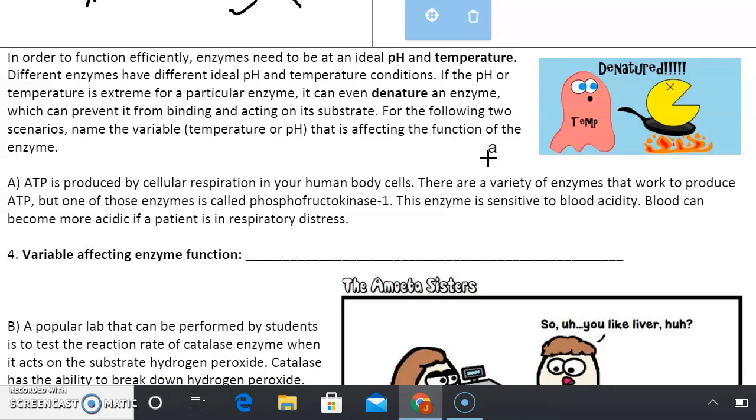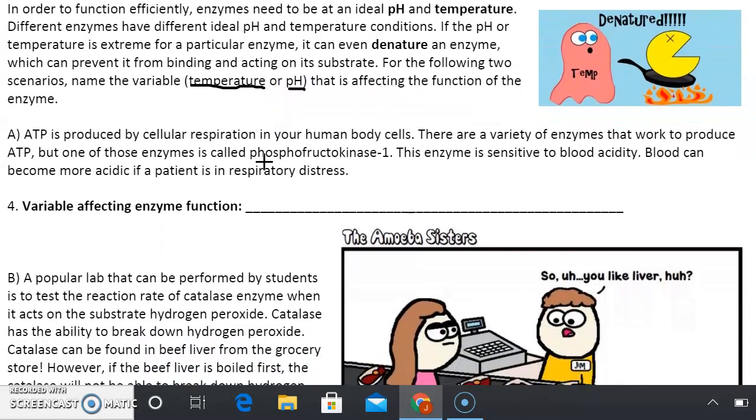For the following two scenarios, name the variable, temperature or pH, that is affecting the function of the enzyme. So our answer is either going to be temperature or pH, right here. There shouldn't be anything else. It's going to be temperature or pH. And pay attention to these questions. There's a possibility you can see them again. And we do have a test coming up on Friday.